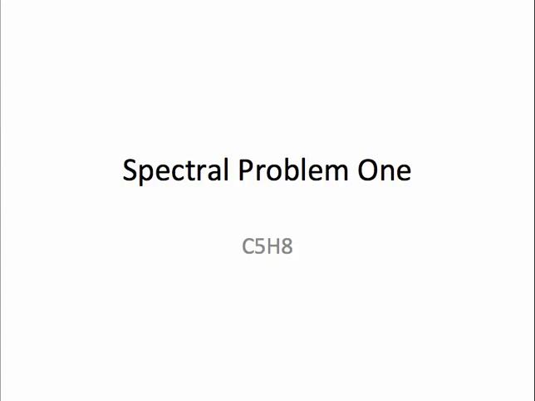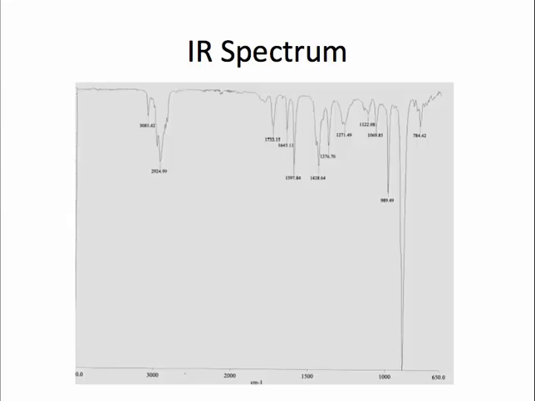This first problem we want to go over is a relatively easy one, but it does illustrate an approach without going into too much detail. You're going to see the spectra of a molecule with a formula of C5H8. Here's the infrared spectrum. You can see the various peaks and splittings there. The 3000 region's interesting, but we'll get to those fine points in a minute.